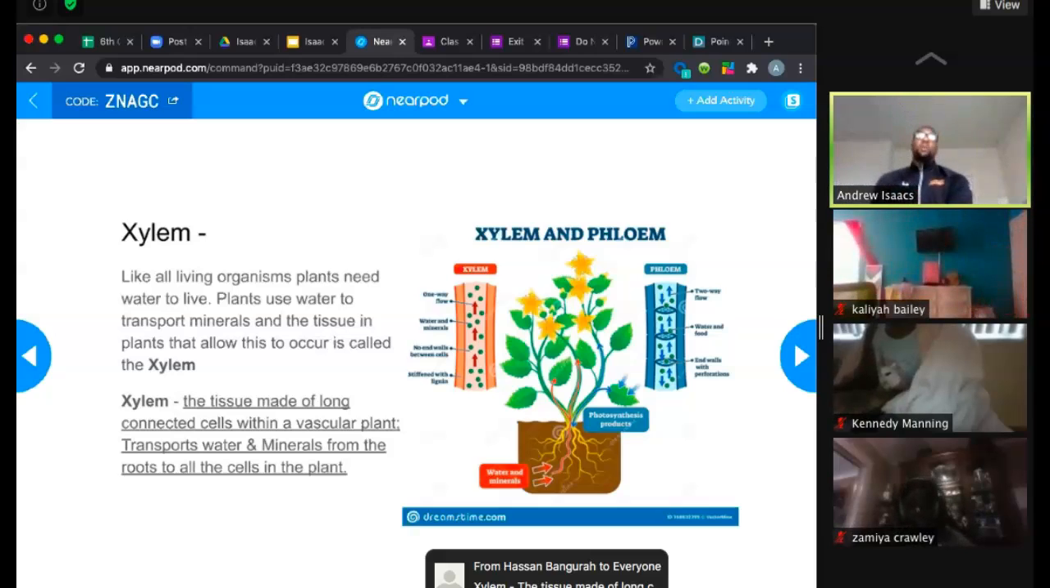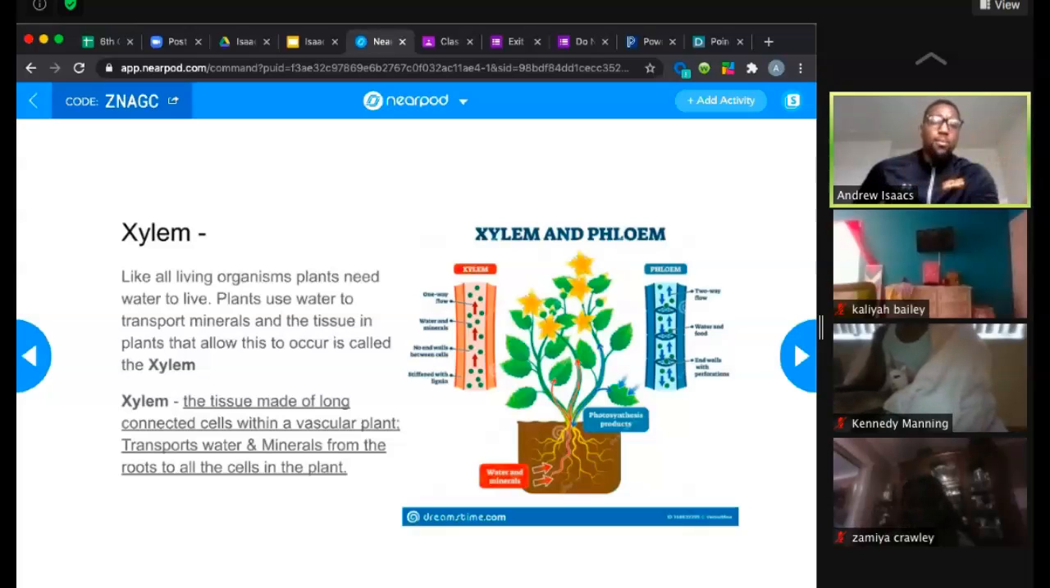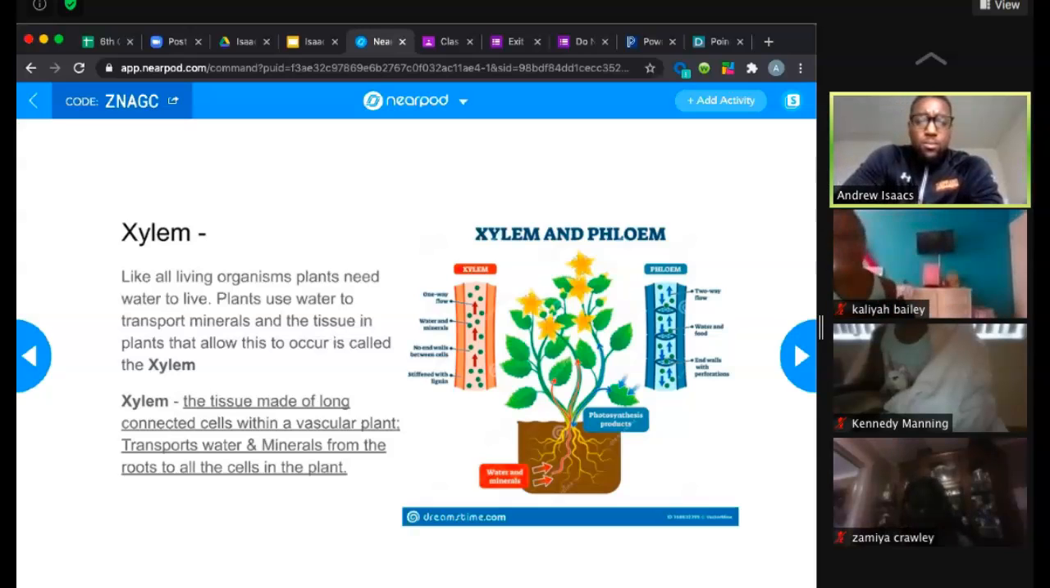And also the cool thing about the xylem is that it transports the water only one way. It only goes up, right? So the xylem only goes up throughout the plant. It has a one-way flow. It only can go up one way.